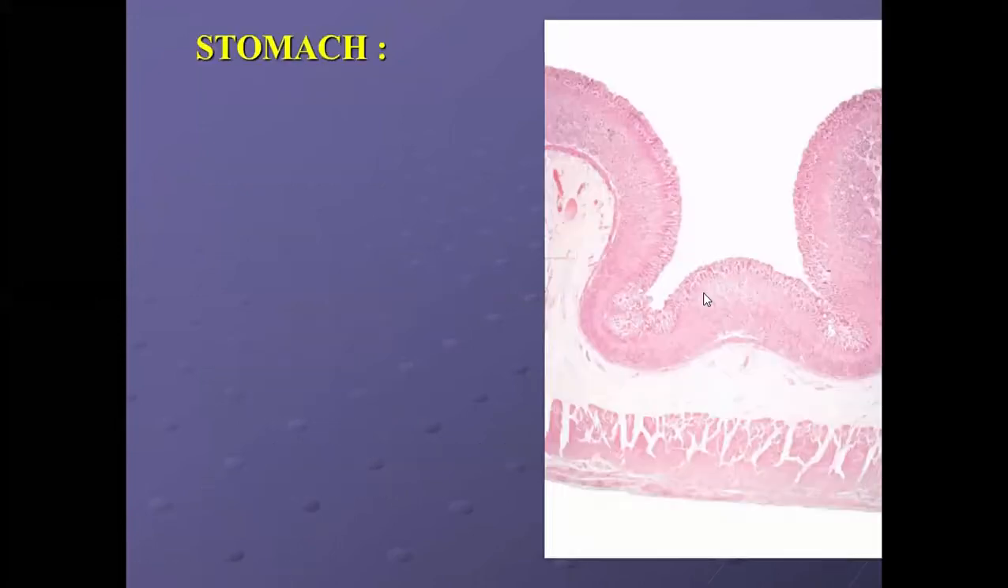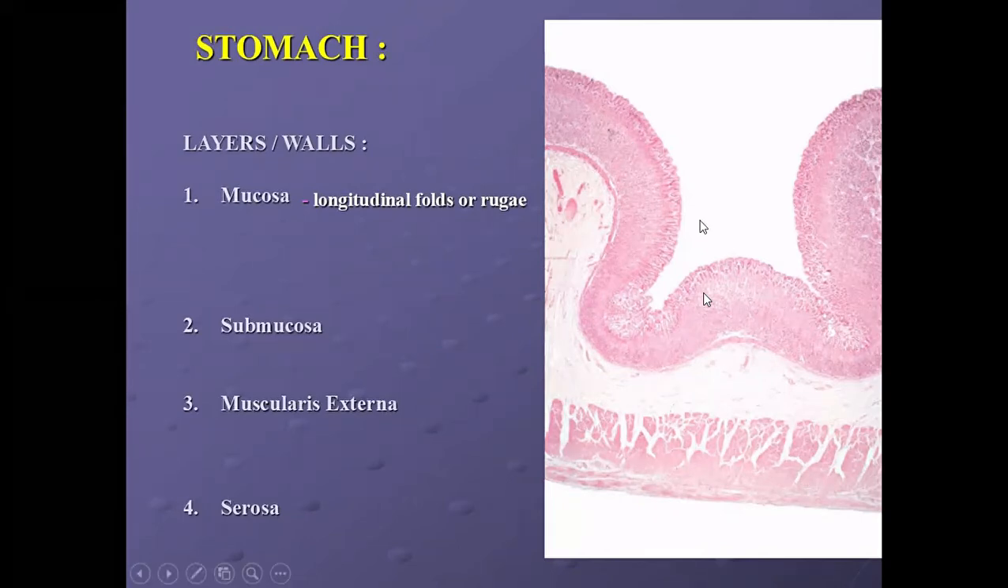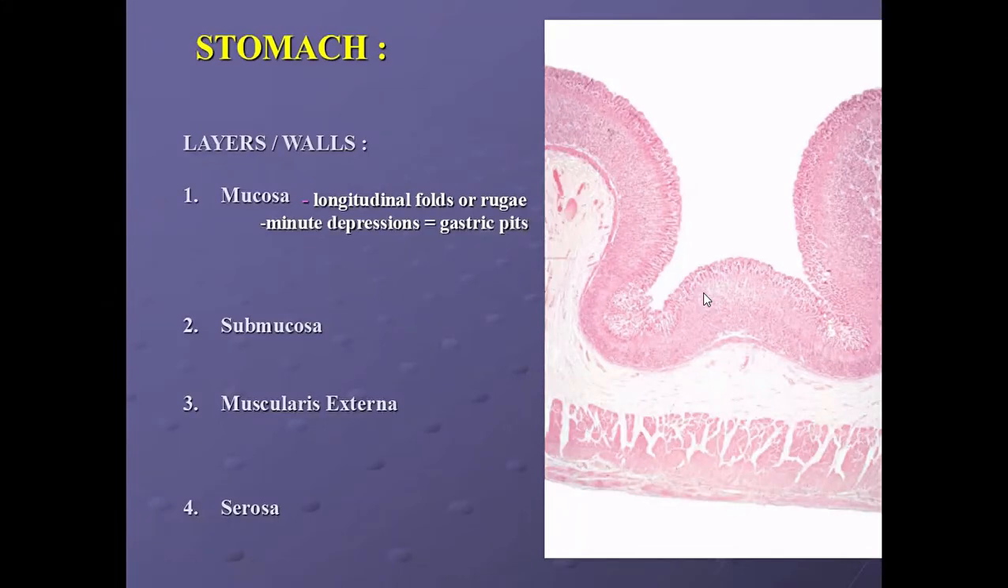The stomach. So again, you will have the different layers. Now you see here longitudinal folds or rugae, and this would be your gastric pits. And then you have your submucosa, and then your muscularis externa, and then tunica serosa.